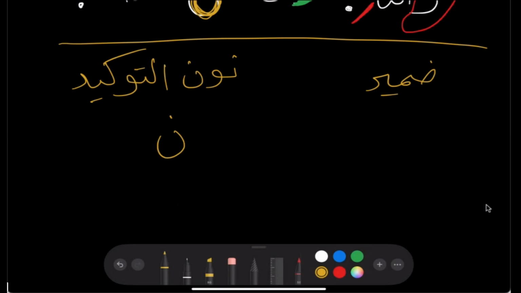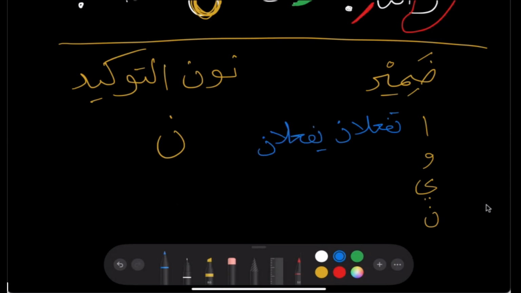The damir is going to be what? The damir pronoun is going to be an alif, or a wow, or a ya, or a noon. Those are the pronouns that would suffix to the back of the fi'l mudari'. So if it's an alif, you'd say yaf'alan, taf'alan, or yaf'alan.